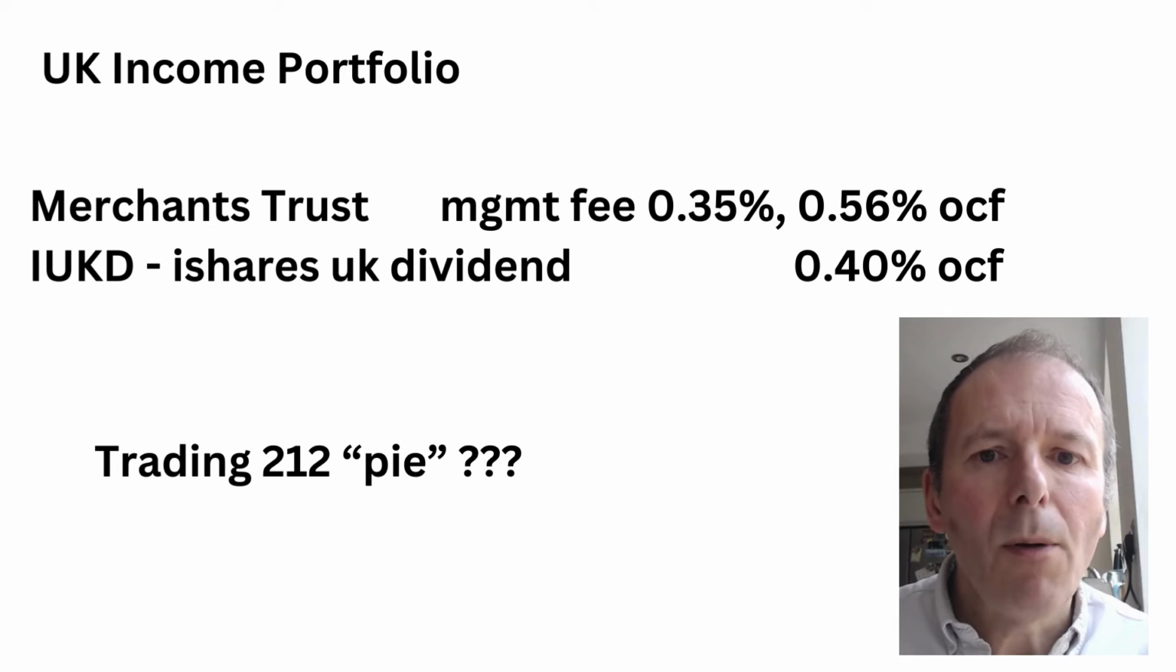So as an example, for a UK income portfolio, we could use an active fund like Merchants Trust, which has a management fee of 0.35%, but an ongoing charges fee of 0.65%, where the latter includes the charges for buying and selling shares within the fund. We could look at a passive fund such as iShares UK Dividend, which has a 0.4% ongoing charges fee, or we could try and create one ourselves using maybe a Trading 212 Pie, but I don't have an account there.